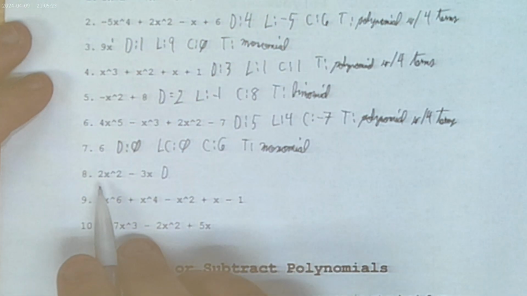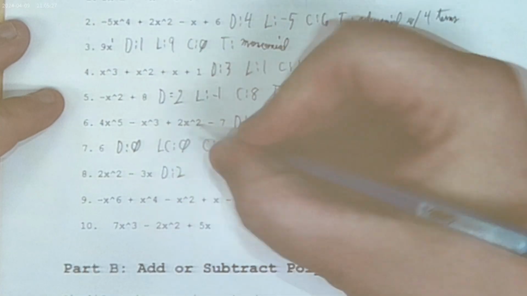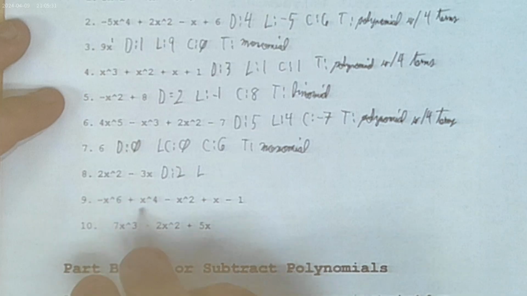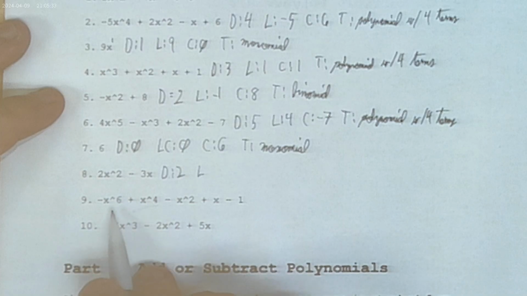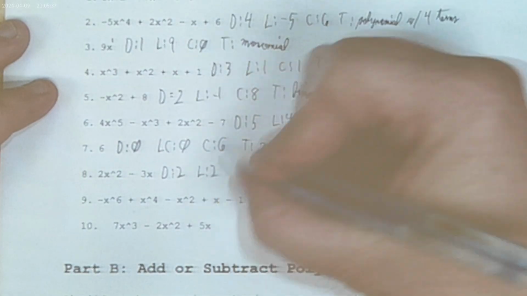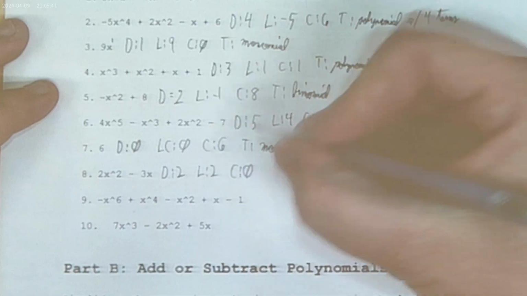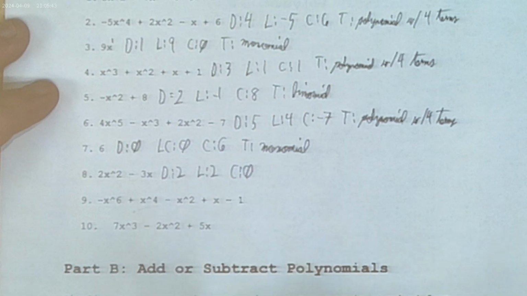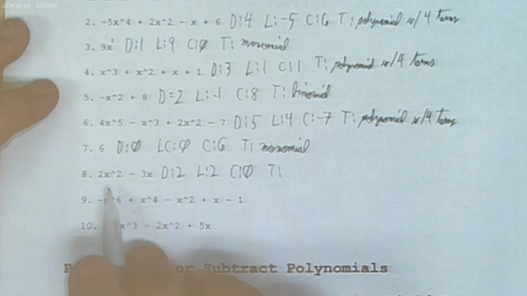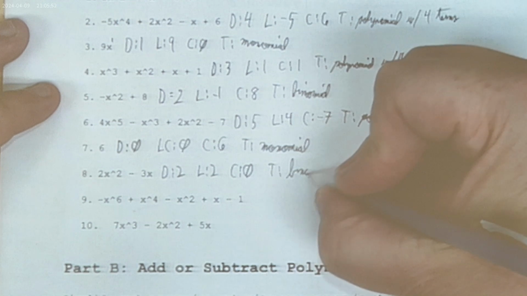For D, the degree is x squared, so that one is 2. The leading coefficient is the one that's attached to the x squared. So that's going to be 2. Our constant does not exist. We do not have a constant in this case, so we're going to write down 0. And our type is going to be, I just count 2, so that means we have a binomial.